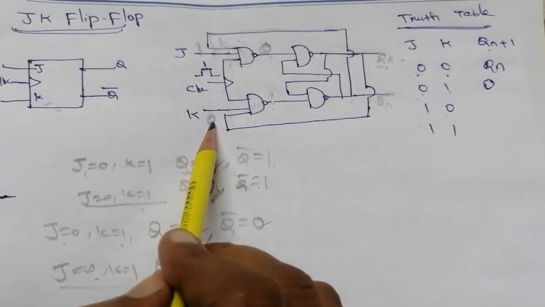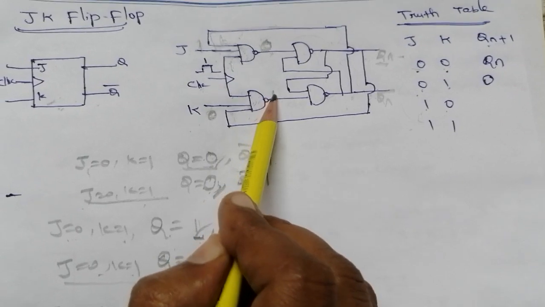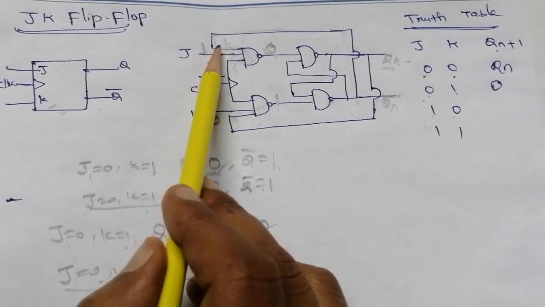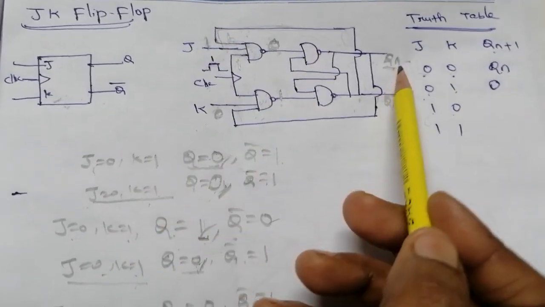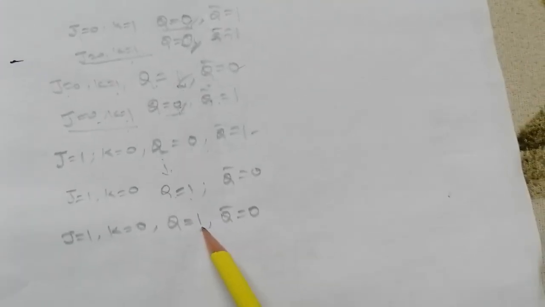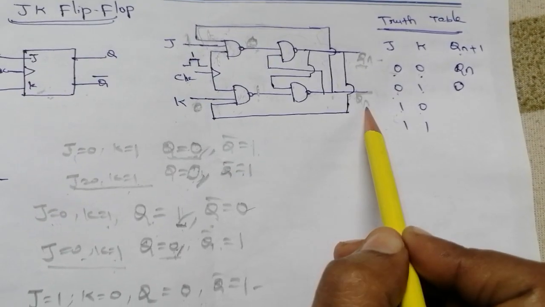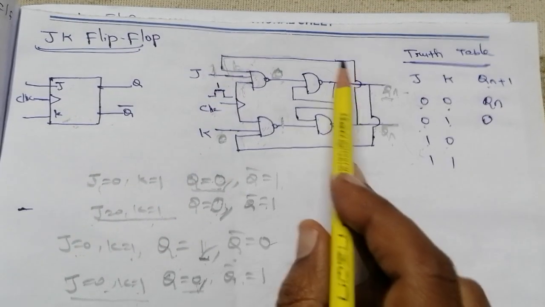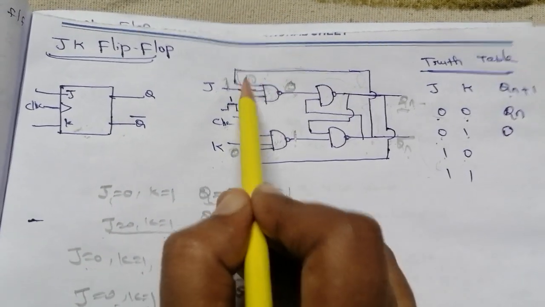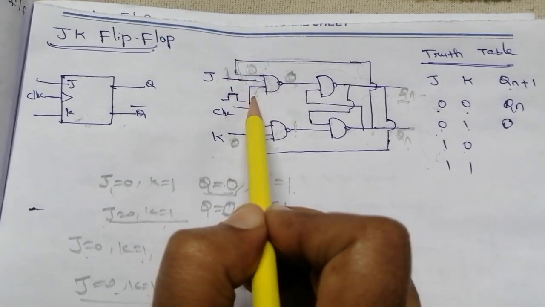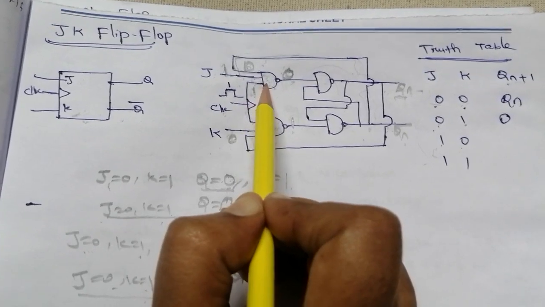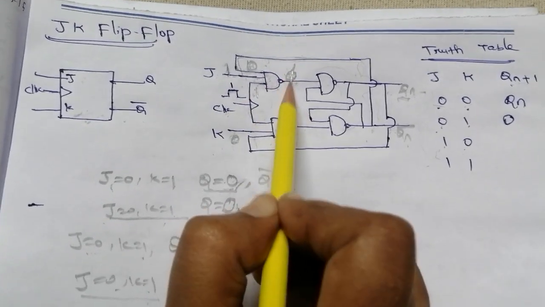J is equal to 1, K equal to 0. Because of that 0, the output is 1. And here 1, and our past output is Qn equal to 1, right? So Qn 1 means Qn bar is 0. That 0 is connected to the third input of this NAND gate. So 1 0 1 input will provide the output of the NAND gate as 1.